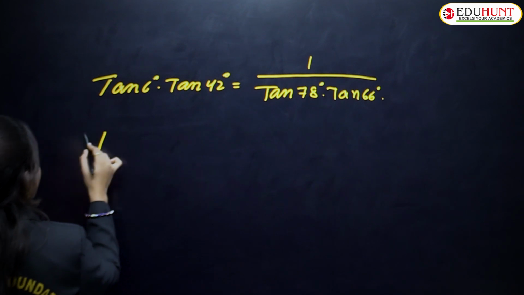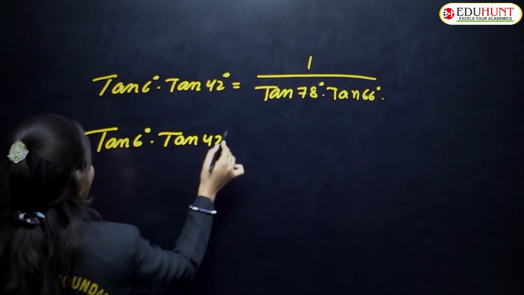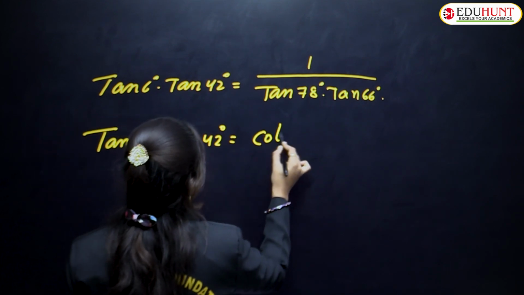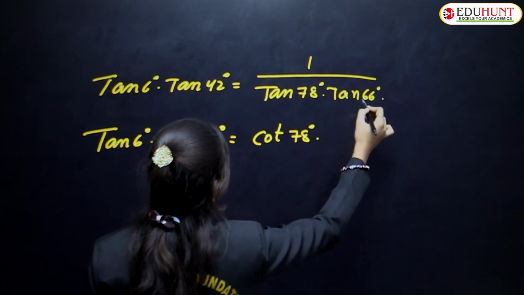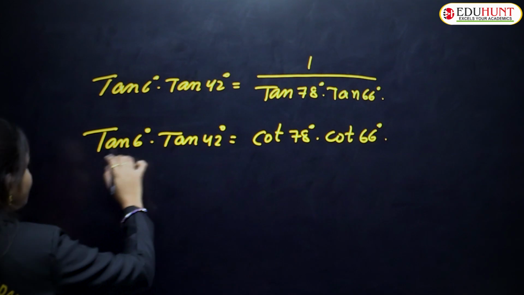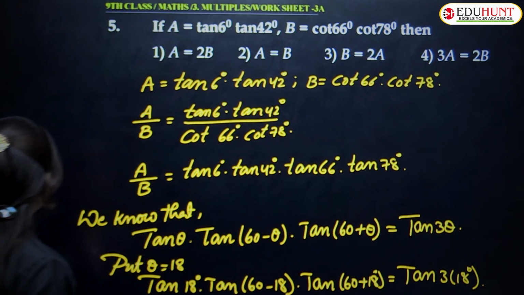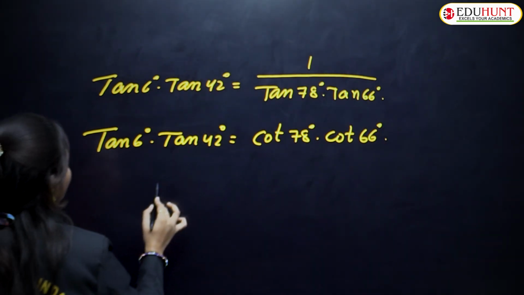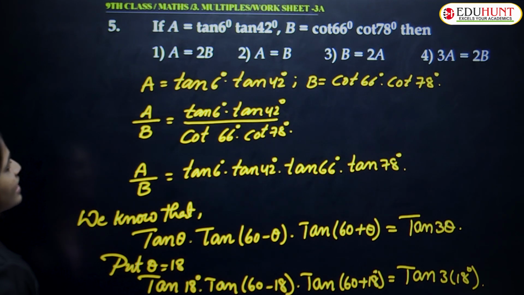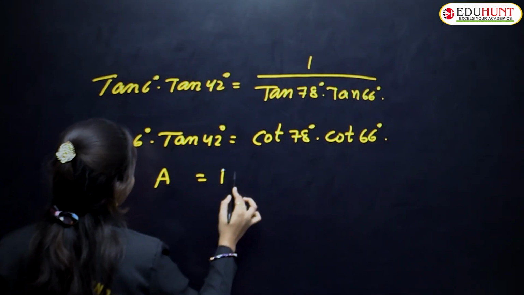Okay, so from this, tan 6 degrees into tan 42 degrees is equal to 1 by tan theta, which is cot theta. So cot 78 degrees into cot 66 degrees. So tan 6 tan 42 degrees is the value of A, which is equal to cot 78 and cot 66. That is the value of B. So A is equal to B.